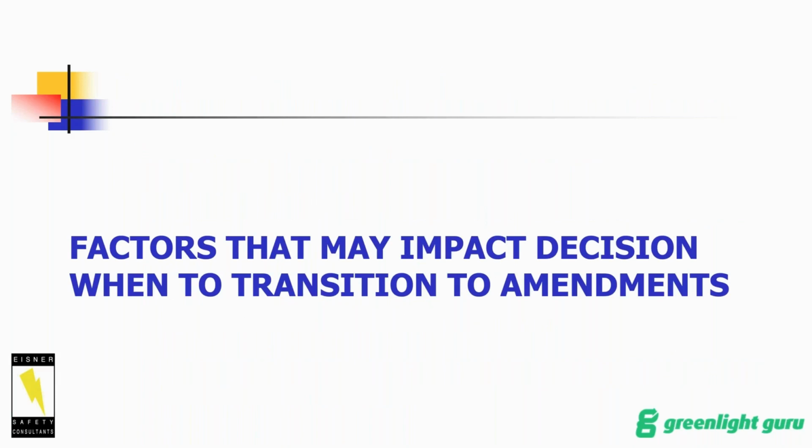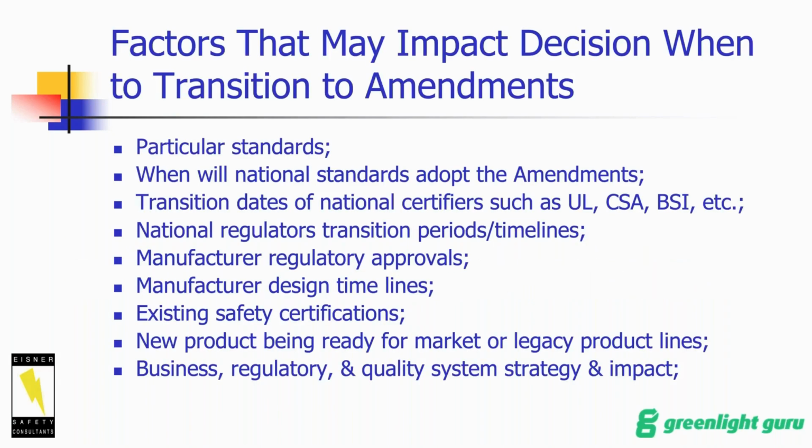Factors that may impact the decision for transition, and I'm going to have to fly through this. I wish I had a little more time, but I think we're pushing time here. So what things are going to impact that? We've talked about particular standards, so I'm not going to talk much about that. When will national standards adopt the amendments? I found out yesterday from ANSI, which is the US National Standards Organization, will likely publish the US adoptions of 601-1, 1-2, 1-8, 11, and 12 around spring of 2021. I don't know about other countries because I just haven't found out yet.